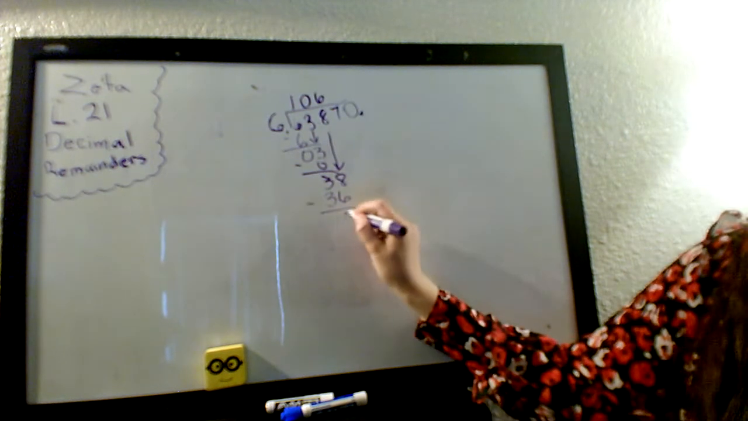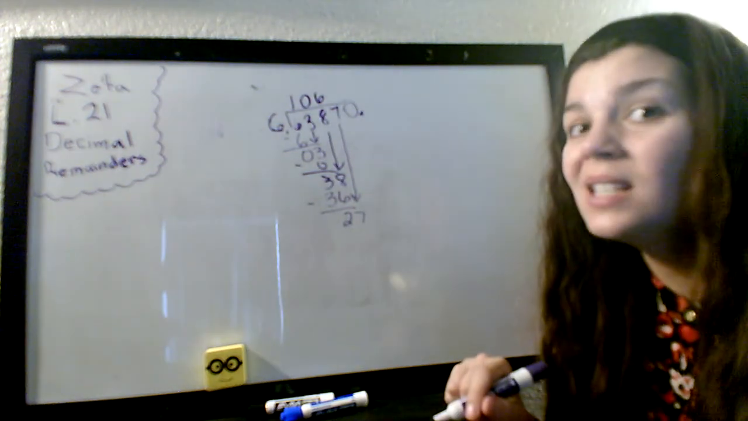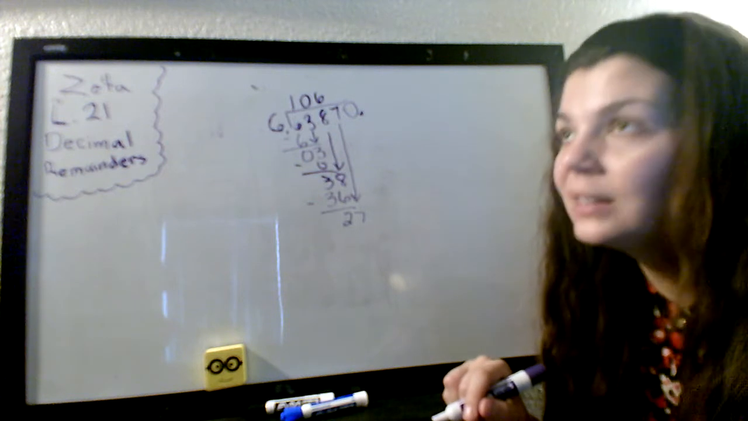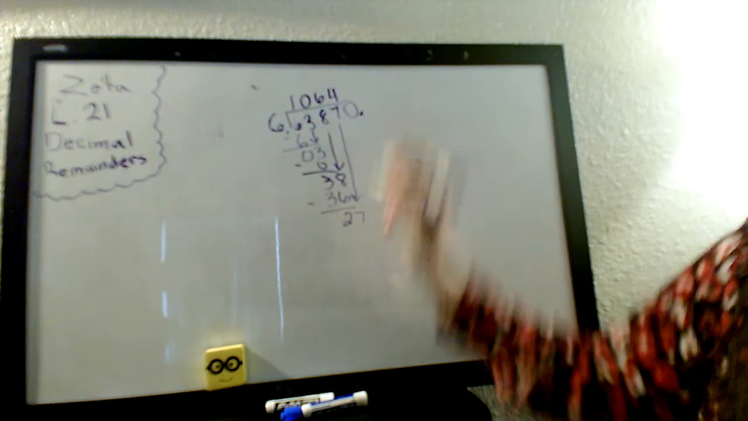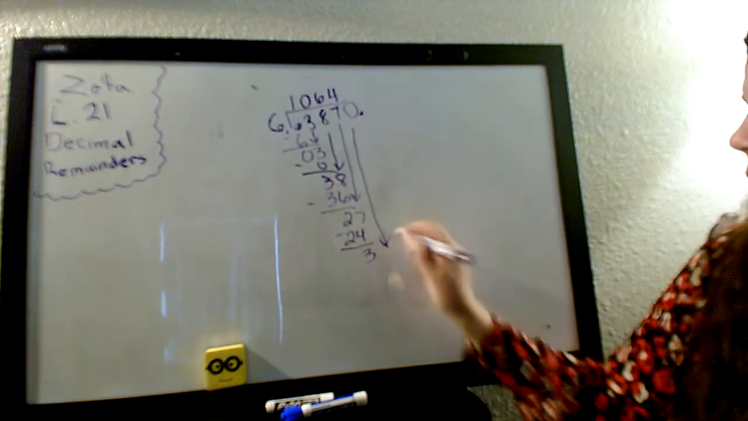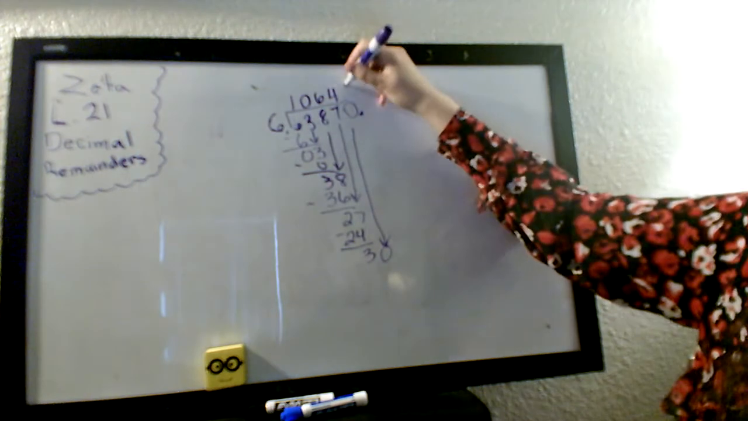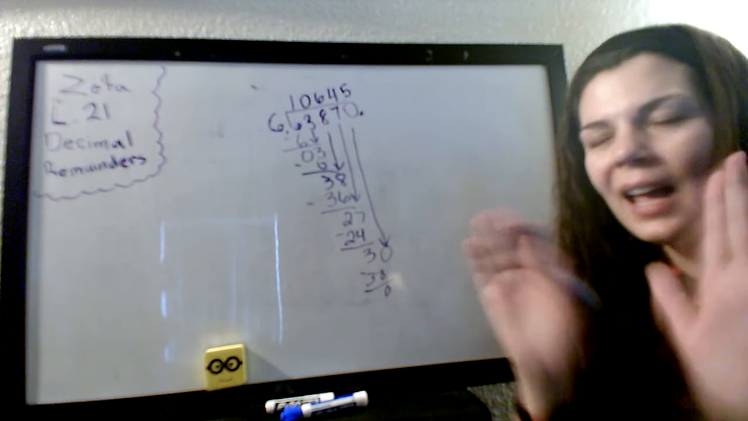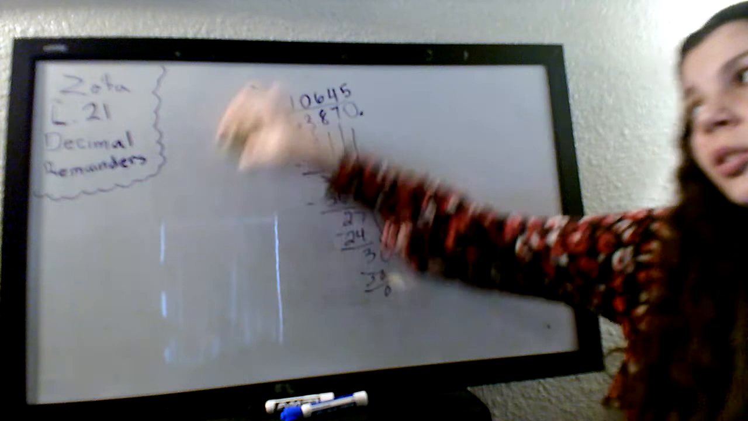38 minus 36 is 2, drop down my 7. How many 6's go into 27? 6 times 4 is 24. 6 times 5 is 30, too big. So 6 times 4 is 24, minus, we get 3. We drop down our 0. Score! How many 6's go into 30? 5. Awesome. So this ended up just perfectly. Minus 30, and we get to be done. Yay! Alright. So right here, this is just a review of last week, but it's going to aid us in this week.